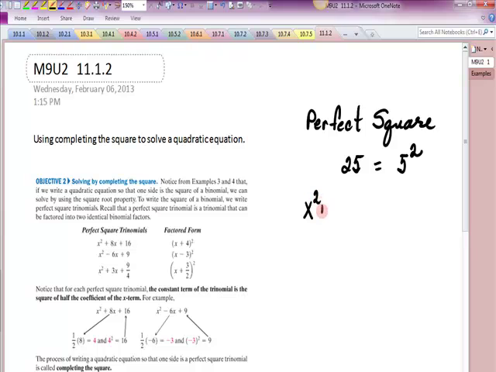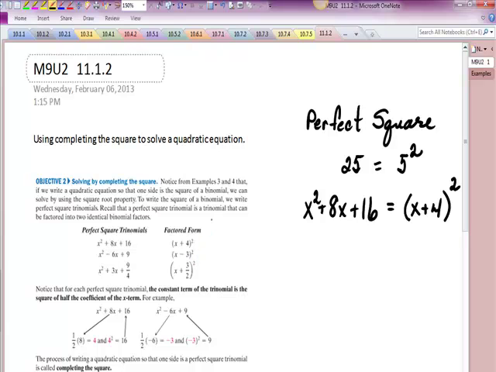Suppose you have x squared plus 8x plus 16. If you were to factor this by whatever method you've studied, you would realize that it is x plus 4 quantity squared. So it is a perfect square trinomial because it can be written like this. If you look over here, we have a perfect square trinomial and its factored form, another one and its factored form, and then even one with a fractional value and its factored form.